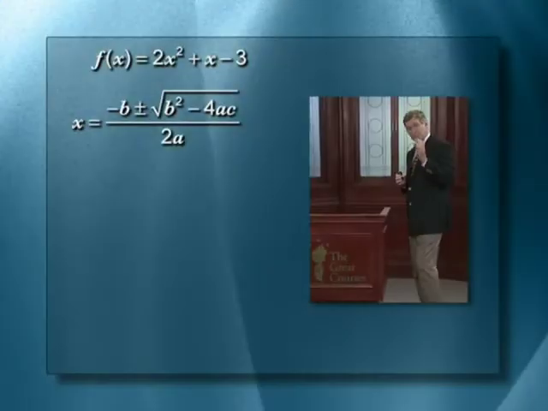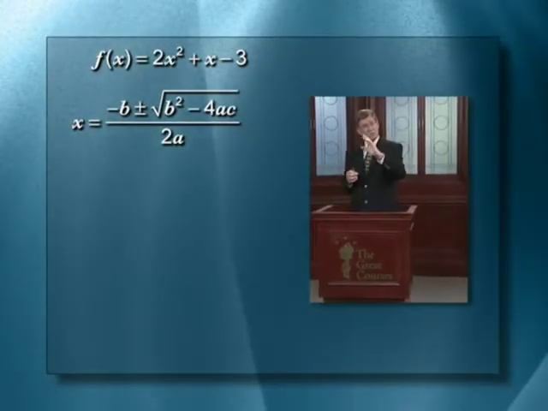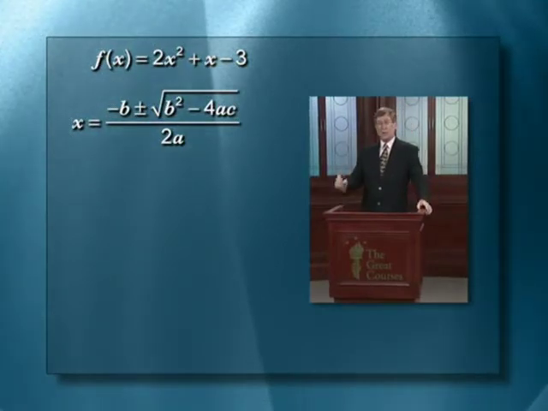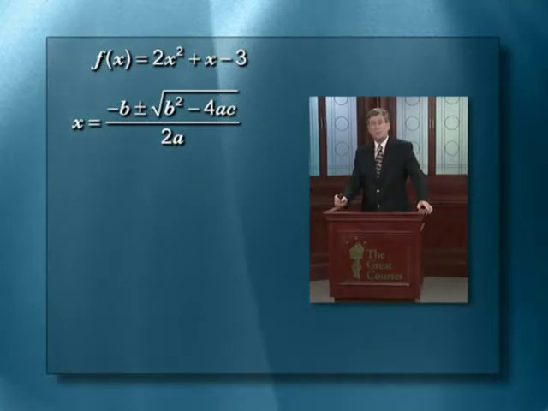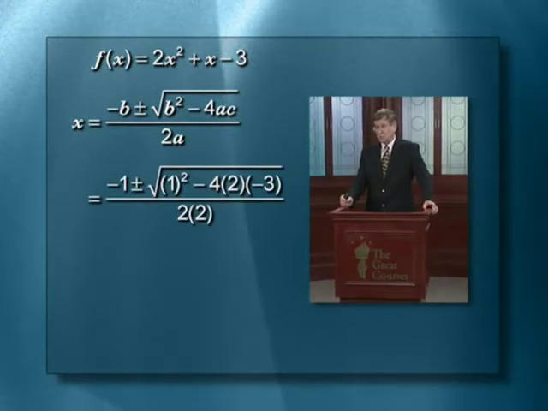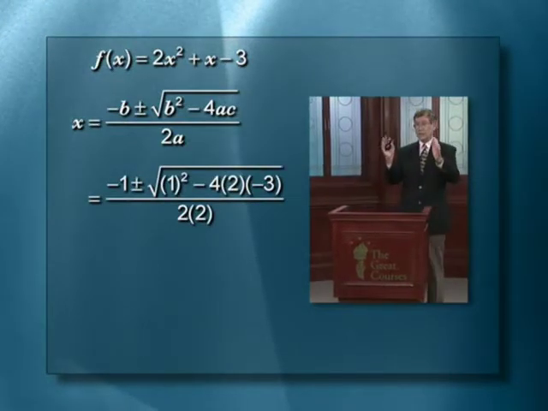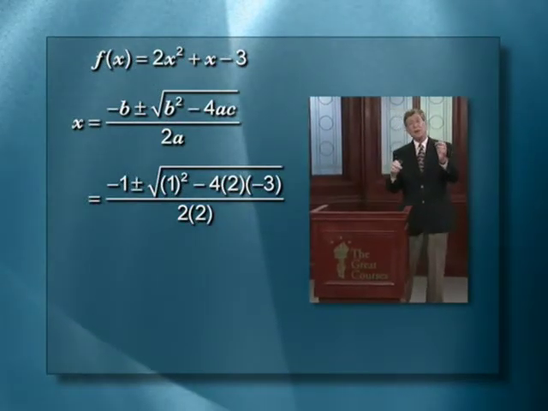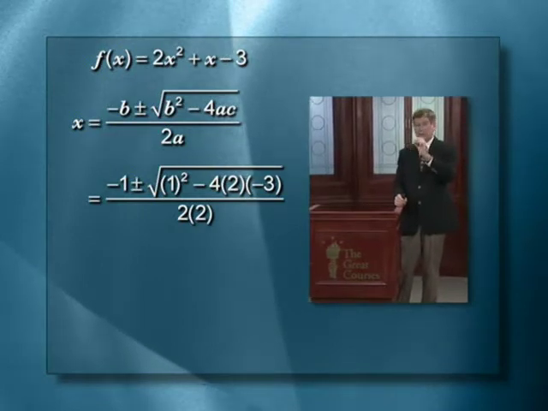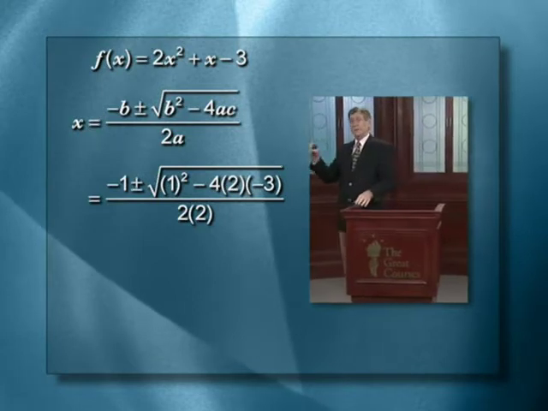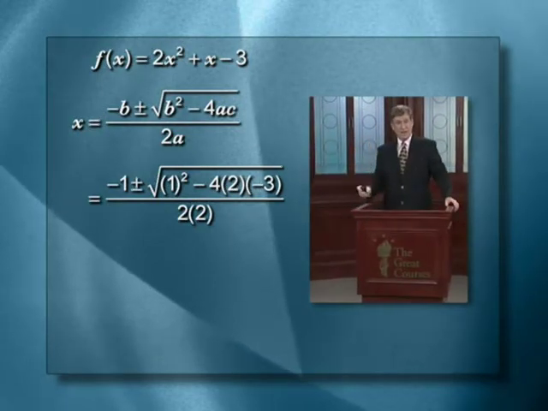Here we go. It's minus b plus or minus the square root of b squared minus 4ac, all divided by 2a. Who are the characters here? Well, a is 2, b is 1, and c is minus 3. So we plug those in. x equals minus 1, that's minus b, plus or minus the square root. Here we go with that radical. b squared minus 4ac: 1 squared minus 4 times a, and a is 2, times c, which is minus 3, all divided by 2 times 2, 2 times a.